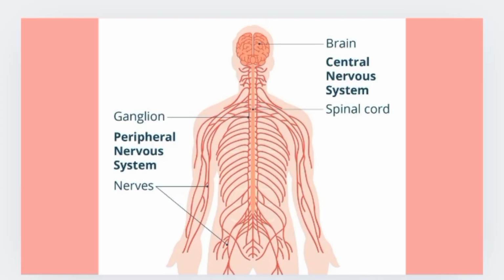So the central nervous system consists of the brain and spinal cord, and the peripheral nervous system consists of the cranial nerves, which arise from the brain, and spinal nerves, which arise from the spinal cord. Here you can see the cranial and spinal nerves.